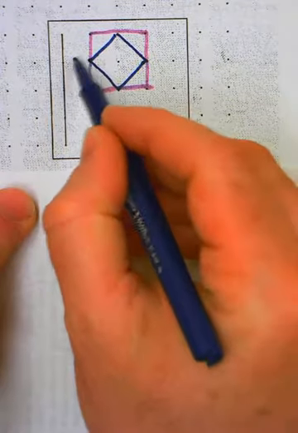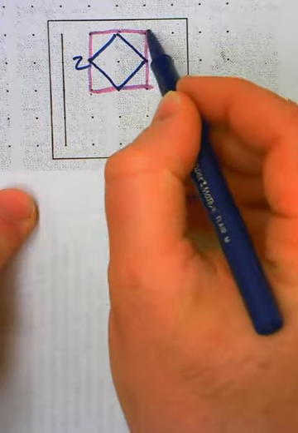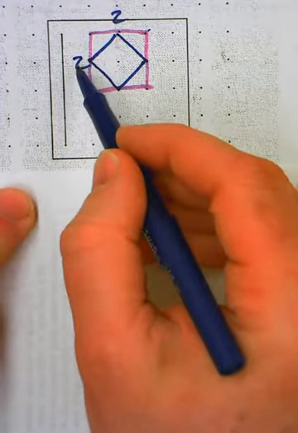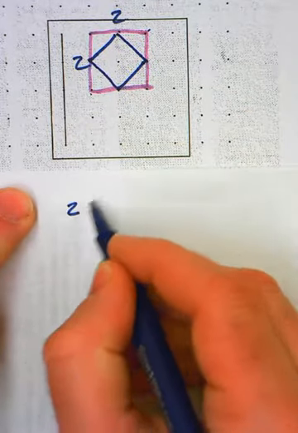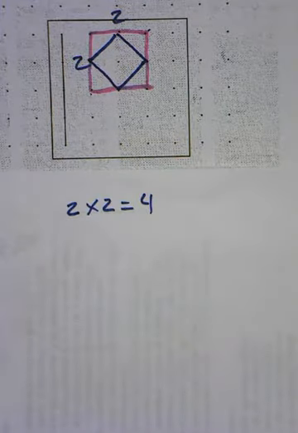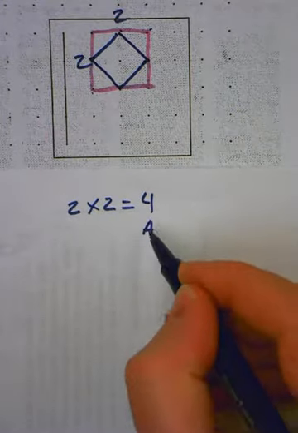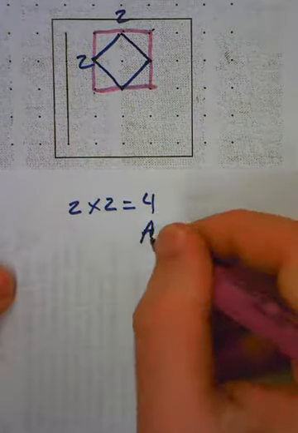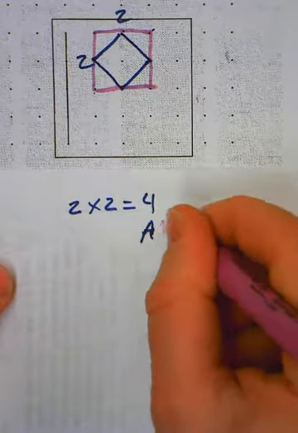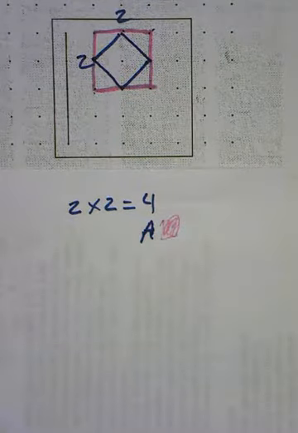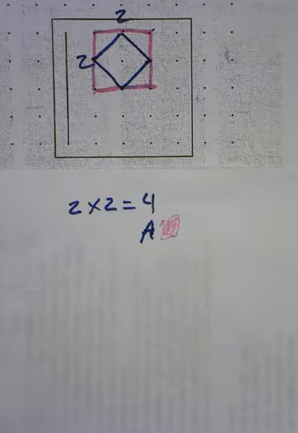So we know this is going to be 1, 2, and this is 1, 2, this is 2. And so the area of the larger square is going to be base times height, 2 times 2 equals 4. So that's going to be the area of the purple square. Okay, purple square. Now what we need to do is compute the area of these triangles inside.